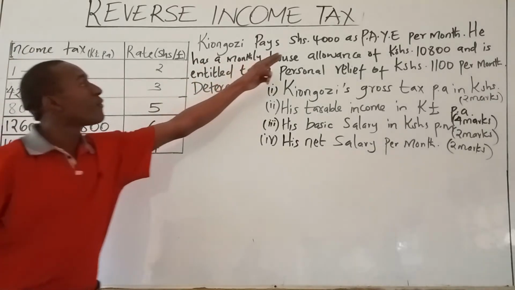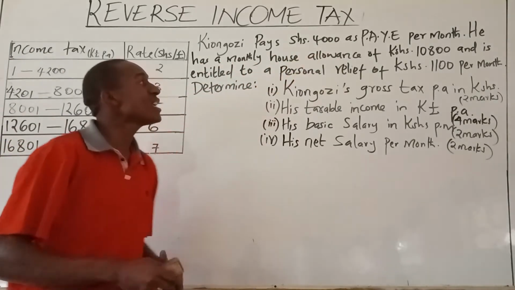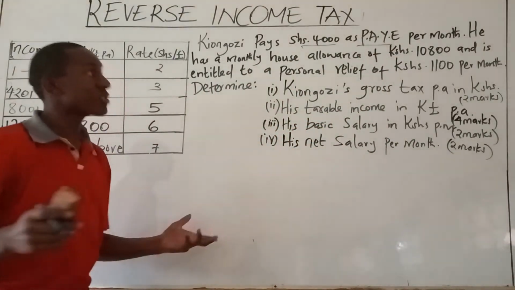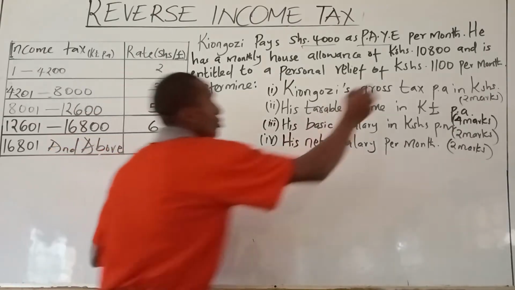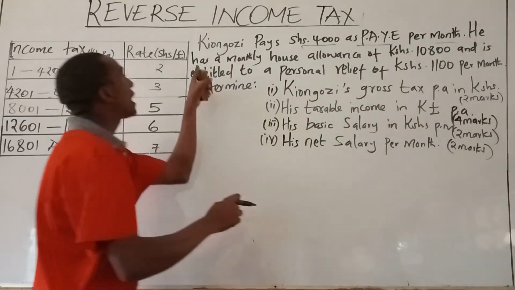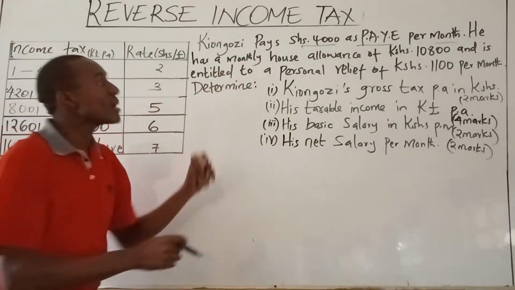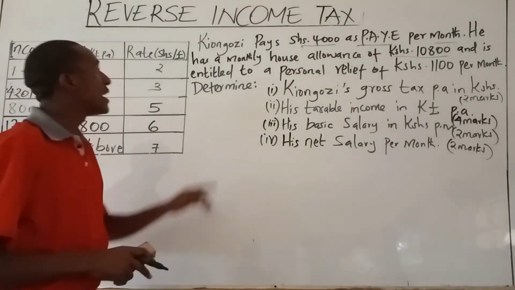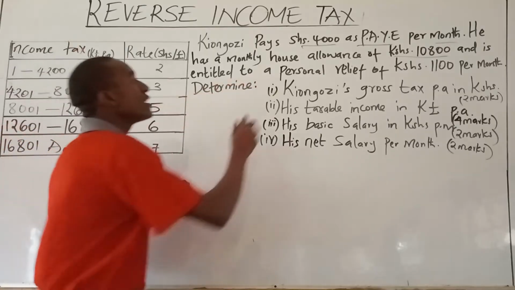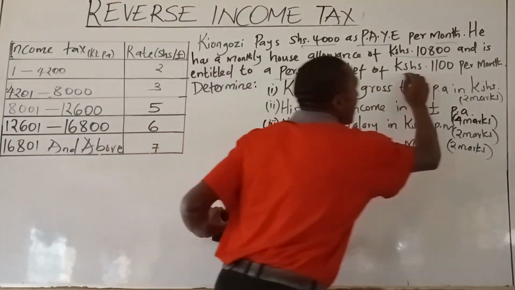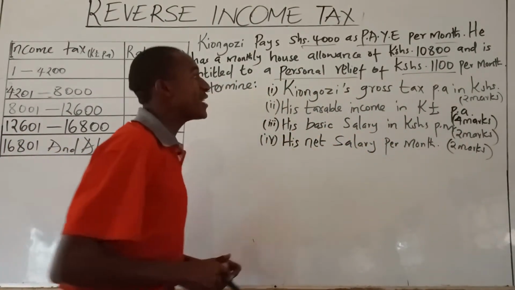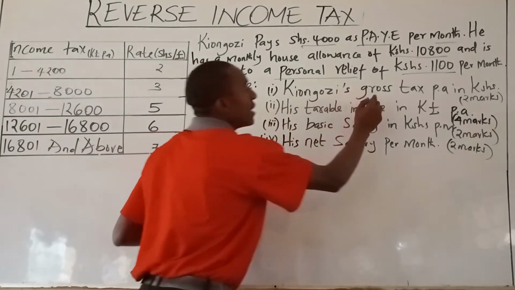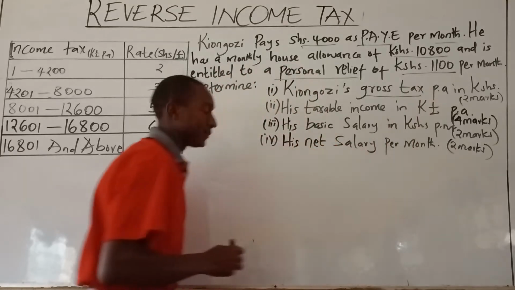Kiongozi pays 4,000 shillings as pay as you earn, or tax, per month. Very crucial. He has a monthly house allowance of 10,800 shillings and is entitled to a personal relief of shillings 1,100 per month. Determine Kiongozi's gross tax.